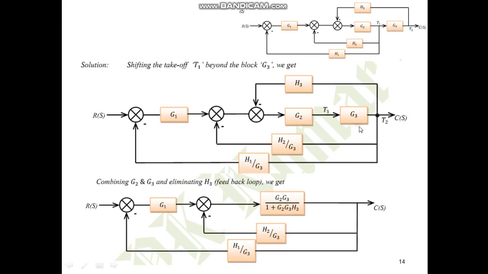So after this, if you observe G2 and G3, they are in series. So you can reduce these two blocks by doing the multiplication. So I can write this as G2 into G3, and after this you can observe one single block in the reverse line. So one single block of G2 G3 in the forward line, this function in the reverse line along with a single summing point, single input and single output will make this particular representation a minor feedback loop.